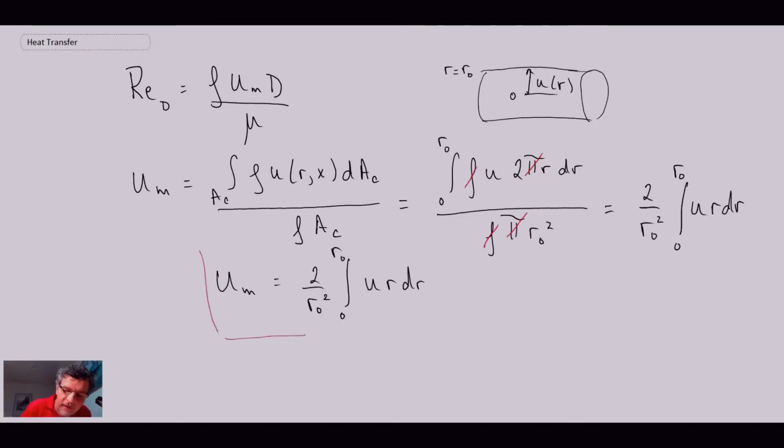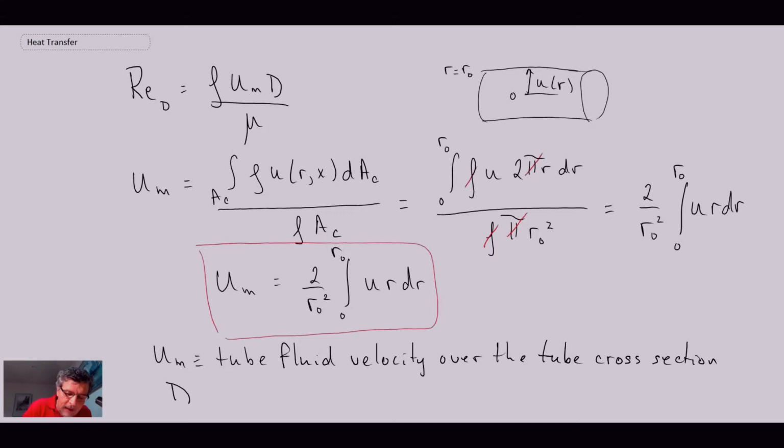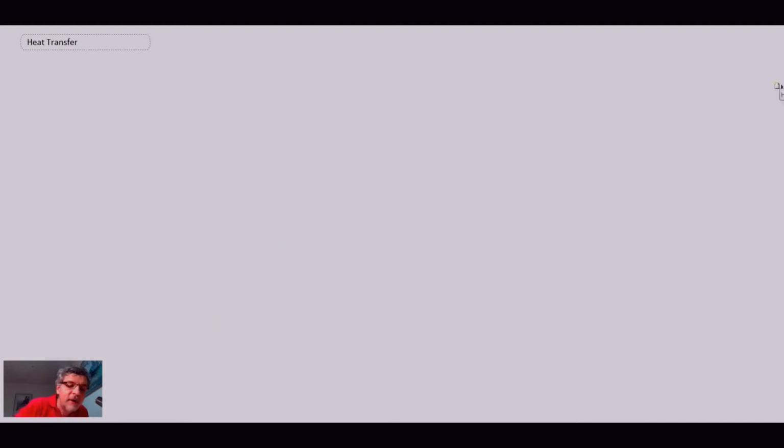And we'll be using this again later when we look at computing a bulk velocity or bulk temperature for non-isothermal pipe flow, or pipe flow where we have heat transfer. So what we have here, we have a couple of different terms. UM is the mean velocity over the tube cross-section. And D, that is the pipe or tube diameter, and that would be the inner diameter. Okay, so that is a way to calculate the mean velocity.